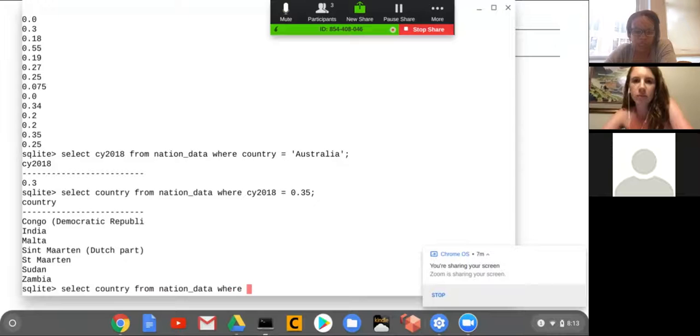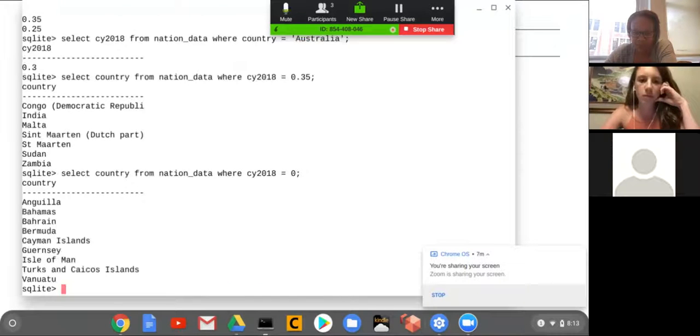You want to do where the tax equals 0? Yep. So the 2018 tax equals 0. And here are the places that you can set up your offshore tax trust. Anguilla, Bahamas, Bahrain. I'm very partial to Vanuatu, by the way.